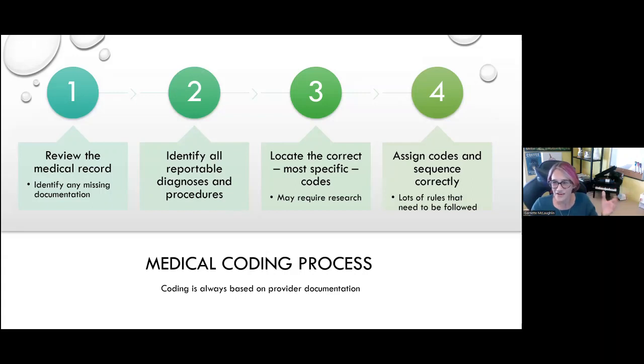Here is a quick overview of the process. We read the record. What does it say? We look to see if there's documentation missing. We identify anything reportable, any diagnoses or procedures. We find the correct code to represent that, and then we assign those codes and put them in the correct order. There are lots of rules around that, but it's always based on provider documentation, which I'm sure Dr. Bonkowsky hears all the time.